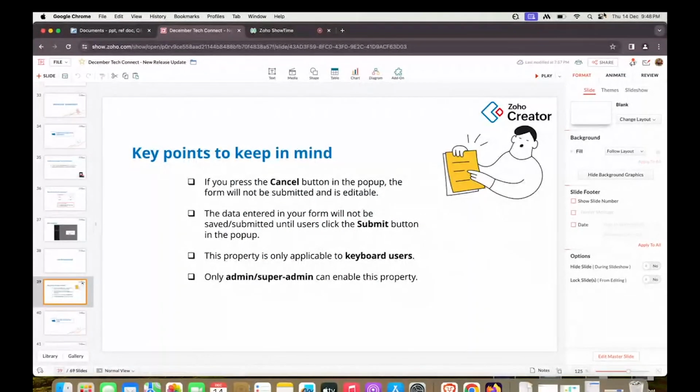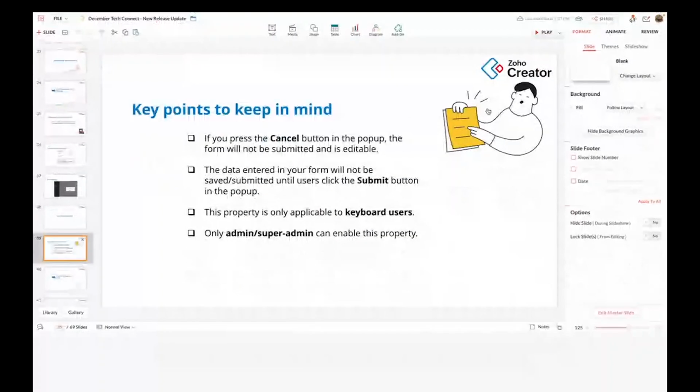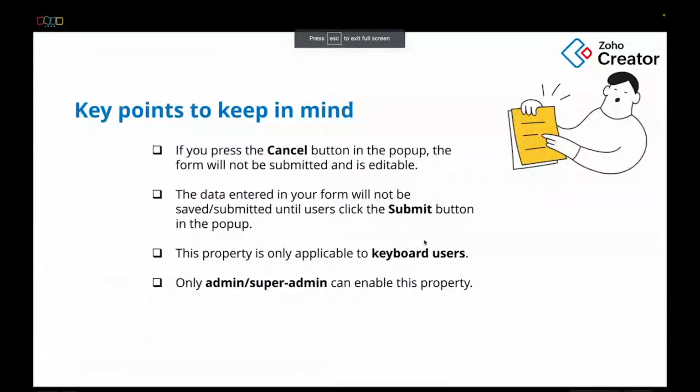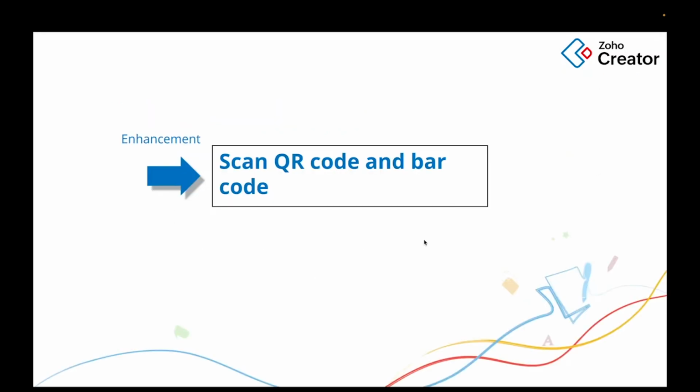So there are a few key points to keep in mind. If you press the cancel button in the pop-up, the form will not be submitted and it is editable. The data entered in your form will not be saved or submitted until the user clicks the submit button in the pop-up. This property is only applicable to keyboard users, and only an admin or super admin can enable this property. Right? So moving on to the next feature, which is scan QR code and barcode.